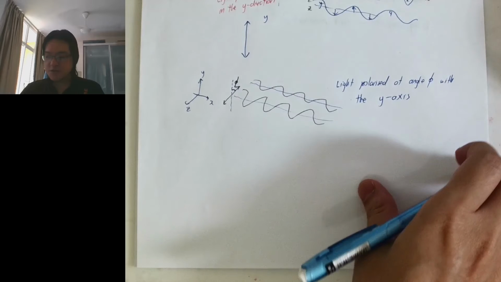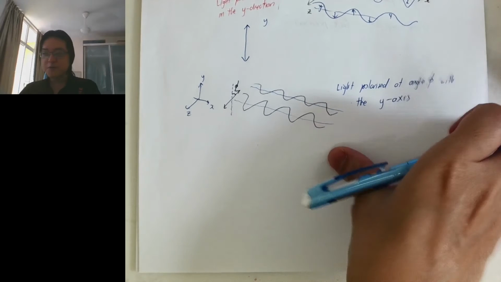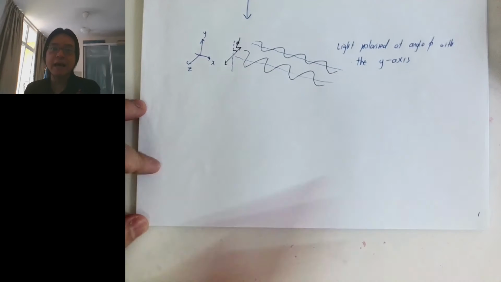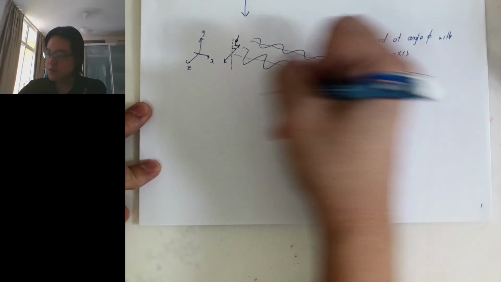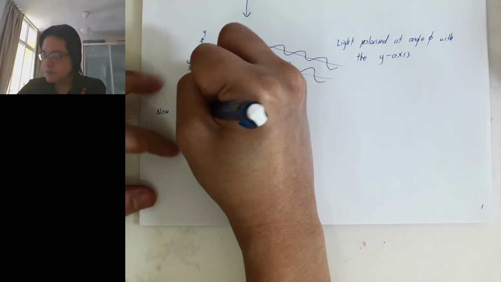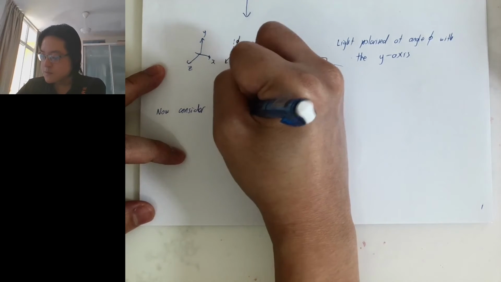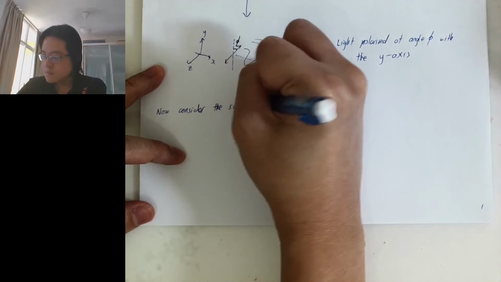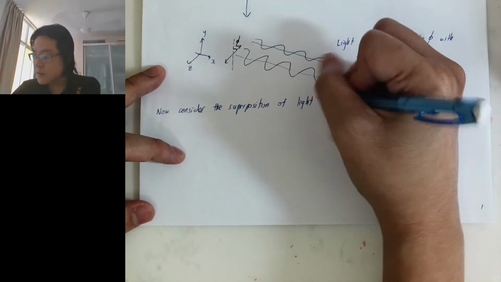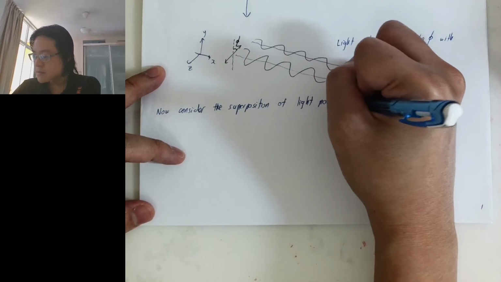Okay, so yes, you bring a relevant question. Can they interfere? Let us consider two light waves that are interfering at different polarizations. So that is what we will do. We will consider the superposition of light that is polarized along different directions.